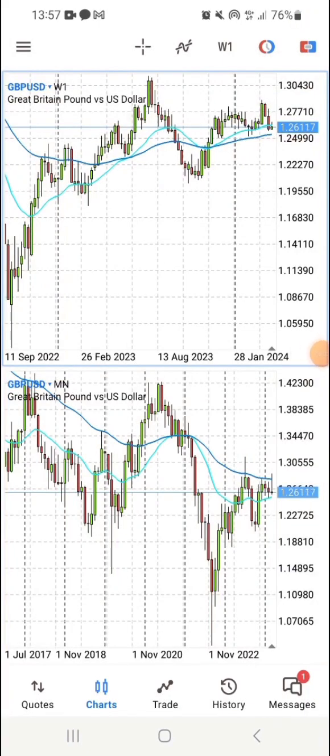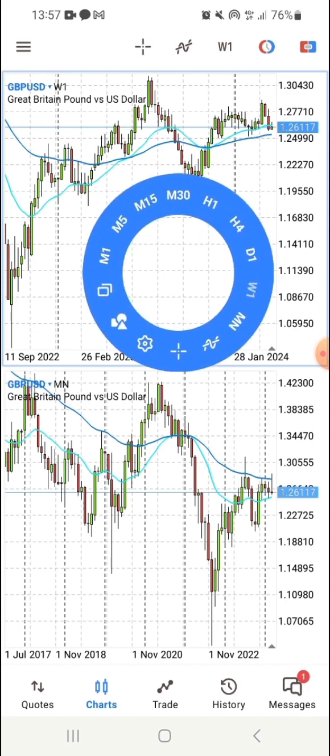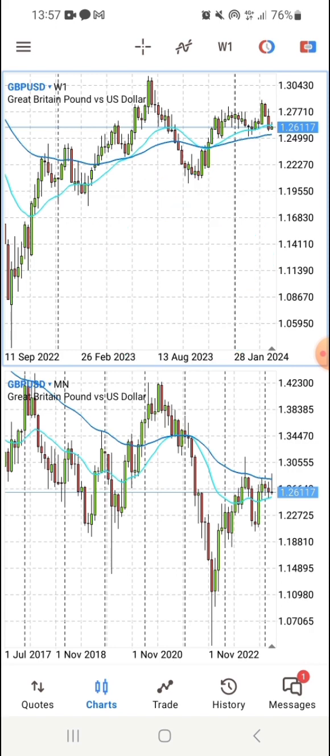This topic is about time frames. Time frames are an important part in trading. There are several time frames we can see on the chart. It's monthly, weekly, daily, 4-hour chart, 1-hour chart, and so on.